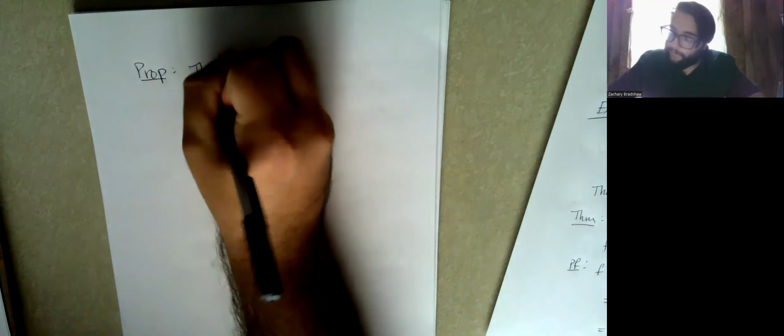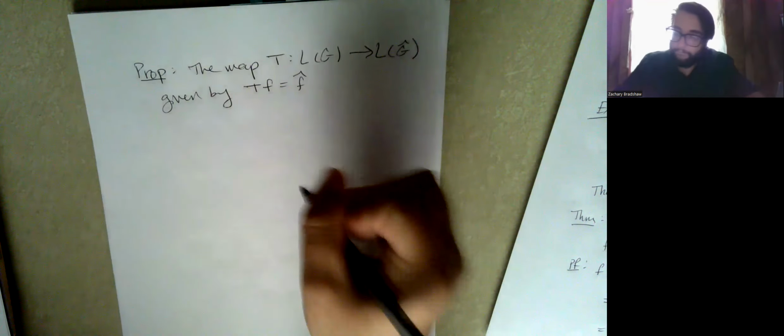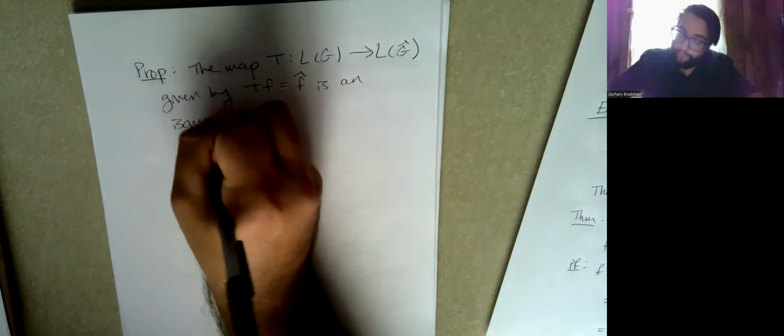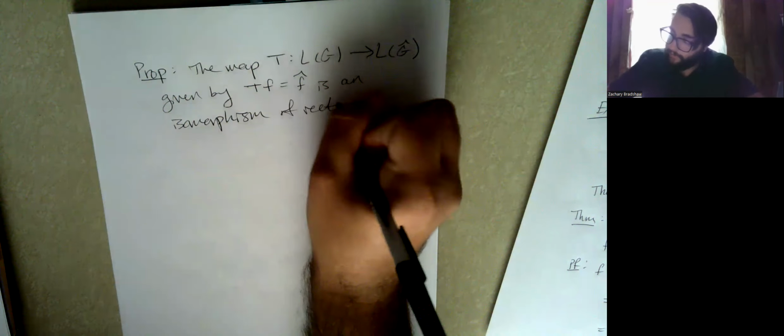So here's a proposition. The map T sending the group algebra of G to the group algebra of the dual group, given by the Fourier transform, is an isomorphism of vector spaces. In other words, it's an invertible linear map.